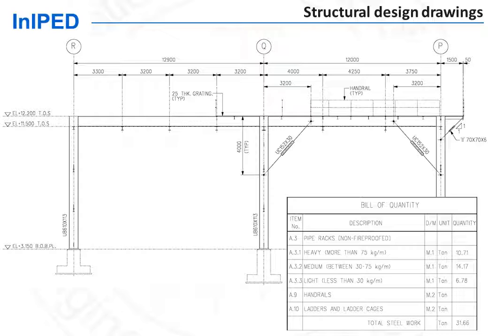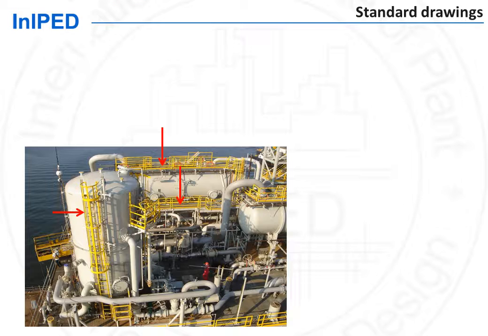Besides large process structures and pipe racks, there are numerous small structures. These are the small platforms for operator access to instrument, and equipment. All these small structures are designed in the same way, according to standard drawings.